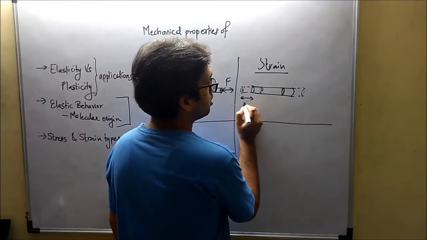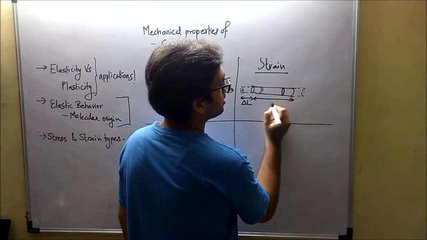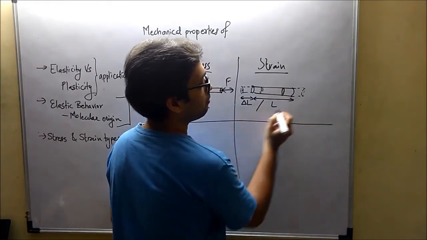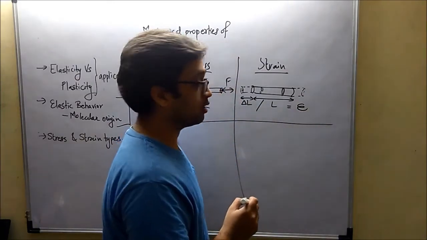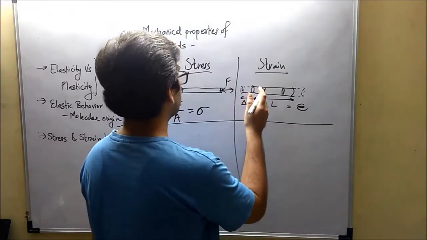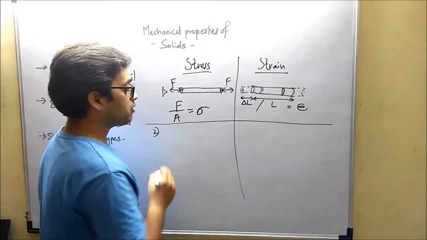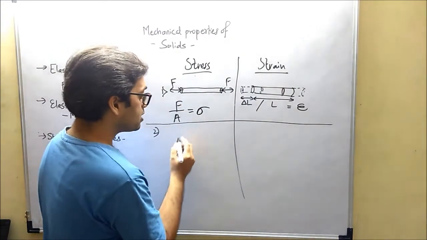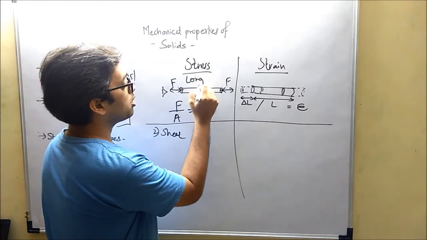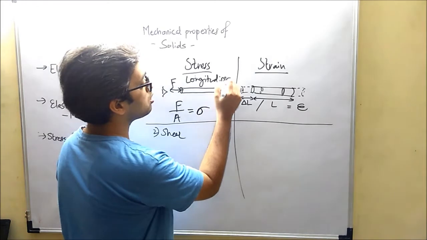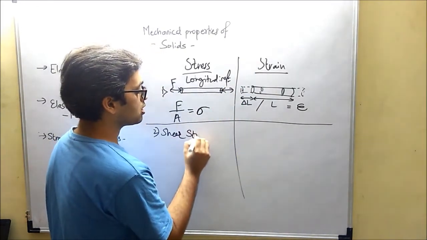So let us say the change in the length that you see is delta L and the original dimension is L. Then the ratio of delta L by L is defined as longitudinal strain, denoted by epsilon. So that's the first type of strain we can have in case of a longitudinal stress. The second type of stress that we can have is shear stress. So this is longitudinal stress and this is longitudinal strain. The second type is shear stress.